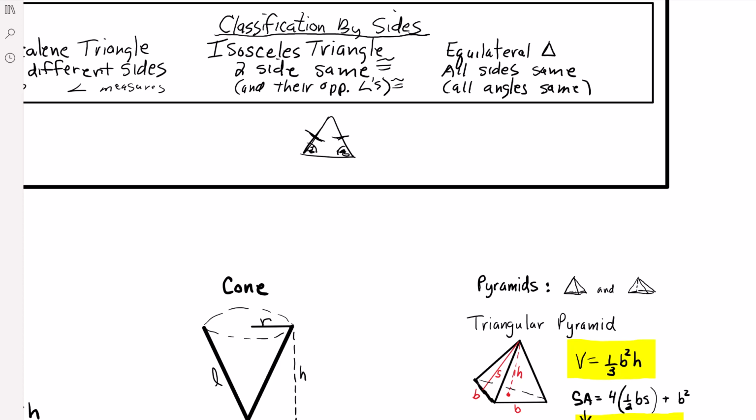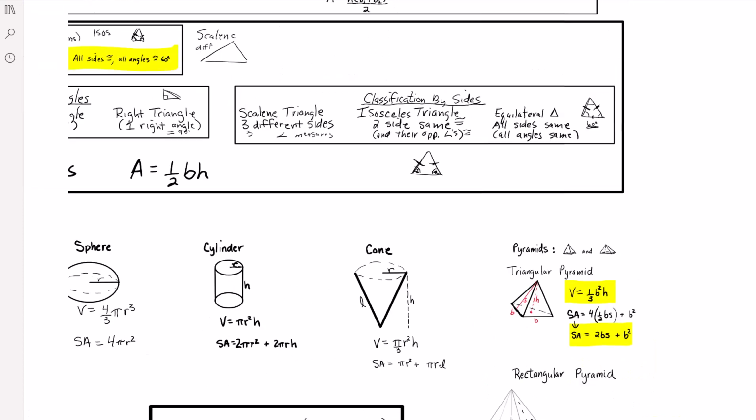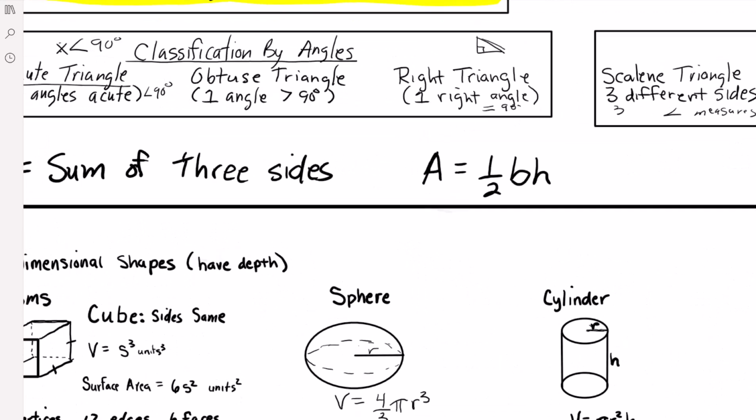And then equilateral, all three sides and all three angles are the same. So each of these angles is 60 degrees, regardless of the side lengths. They could all be 10 inches, could be 20 miles. But for an equilateral triangle, always the angles are 60 degrees.